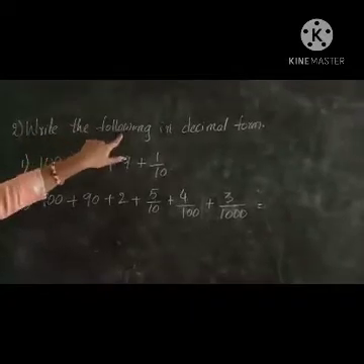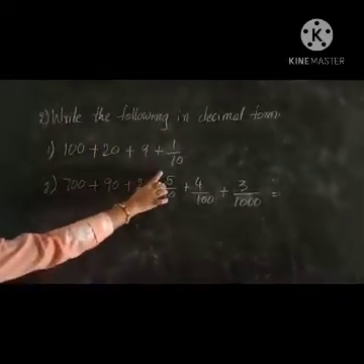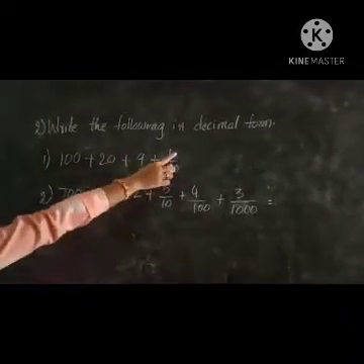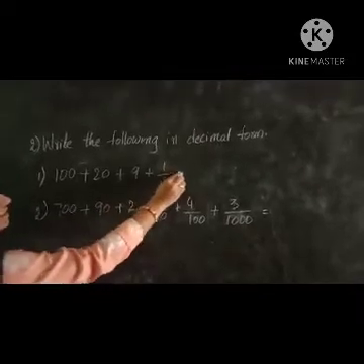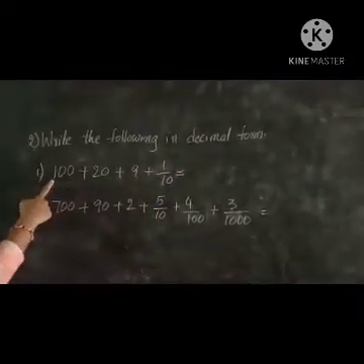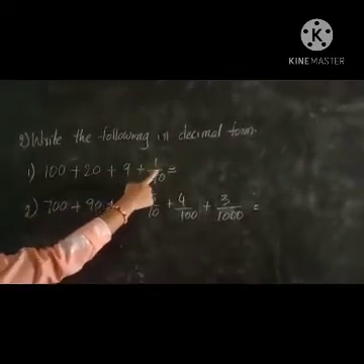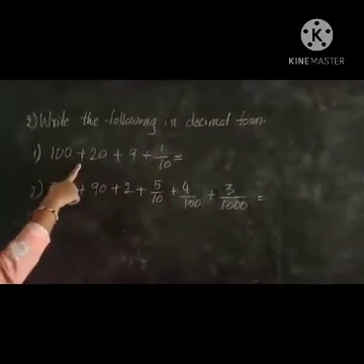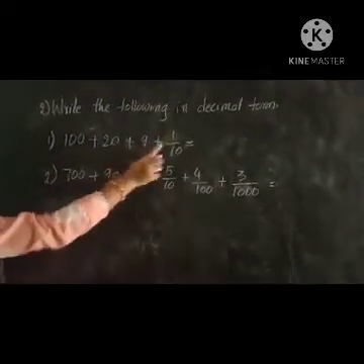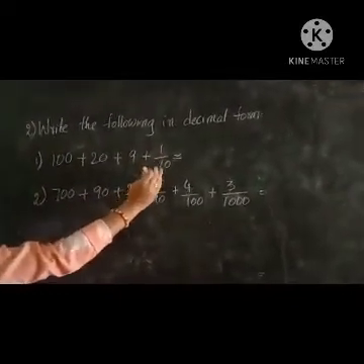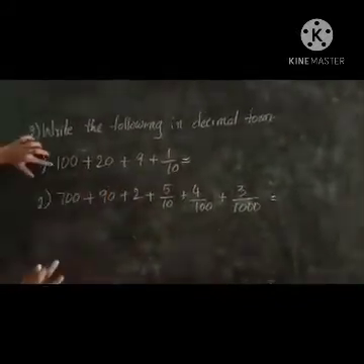Write the following in decimal form. Here the following numbers are there. No, we have to convert these numbers into decimal form. Here this is the expanded form. Just we have to write the decimal form number. See here, what is this number? 100 place, 20 place, 9 place, 1 by 10. 1 by 10 is a decimal part. Now after the decimal point we have to write this 1 by 10 part. Now simply we have to write this number.